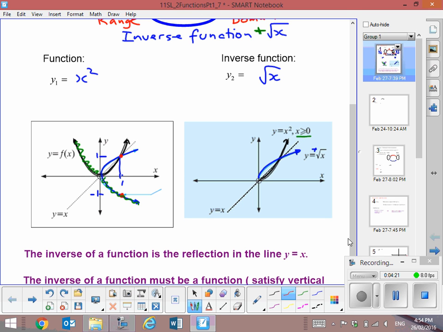The other thing to notice on that graph is the line y equals x. You can see that our functions are symmetrical around y equals x. It's like the original function's been flipped over that line to make the inverse function. So on both graphs we've drawn in y equals x. Graphically you can work out your inverse function by simply taking the reflection over the y equals x line. So the inverse of a function is the reflection in the line y equals x.